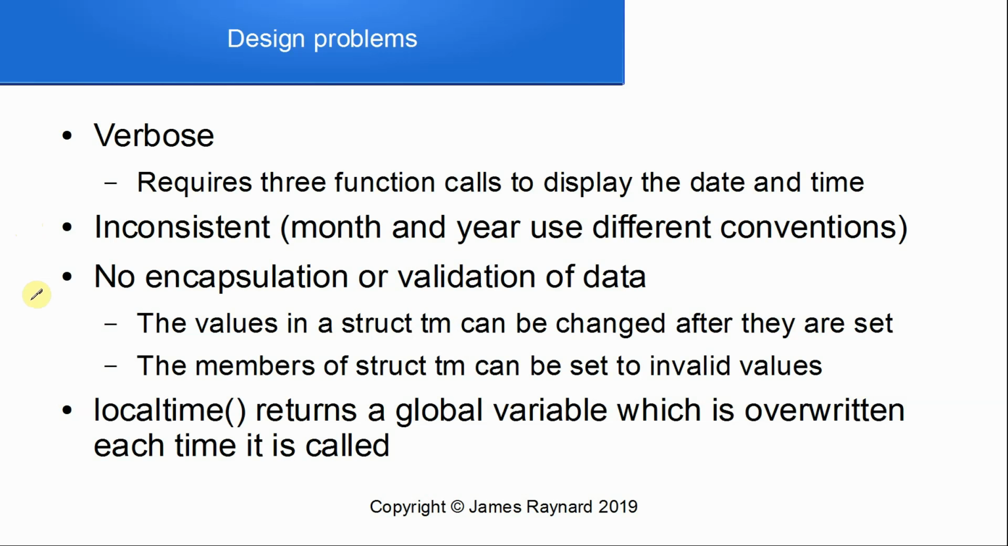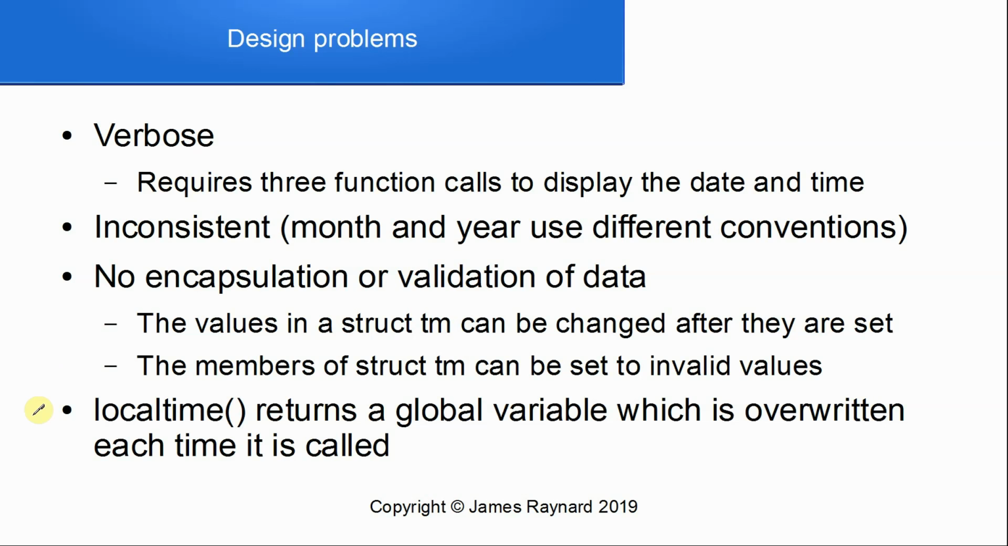There's no encapsulation or validation of data. So if you call localtime and then someone accidentally or deliberately changes the year in your struct tm, the language will quite happily allow them to do that. There's no validation of data either, so if you accidentally put -99 as the year, it'll just accept that as well. It might crash when you try and do something with it, but it will actually take it. Finally, the problem we mentioned before, localtime returns a pointer to a global variable which gets overwritten every time it's called.